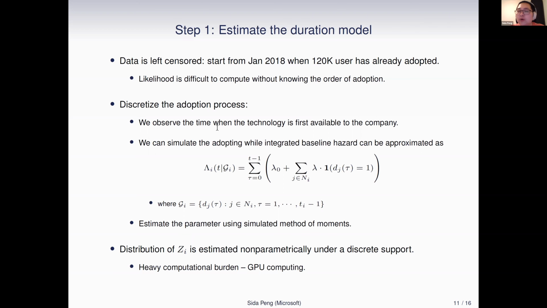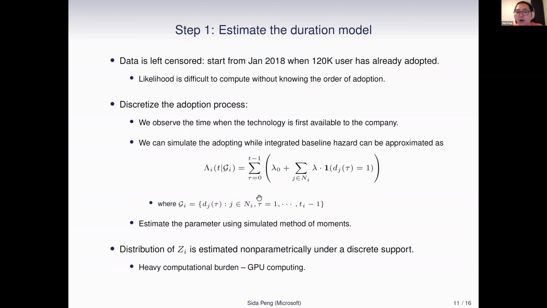We are able to do this because we know when the technology first became available to the company. We can check with the finance team to learn about when they first purchased. It's just that from the time they purchased to January 2018, we don't have a data pipeline built there to monitor their usage yet, so we do not have this data. Starting from the time the technology is first available to them, we approximate the baseline hazard rate with this discrete quantity here. Then we use this approximate hazard to simulate the entire diffusion process until the time we observe.